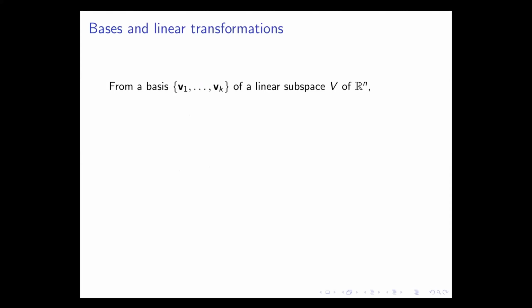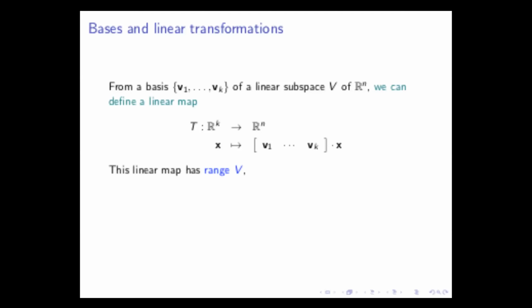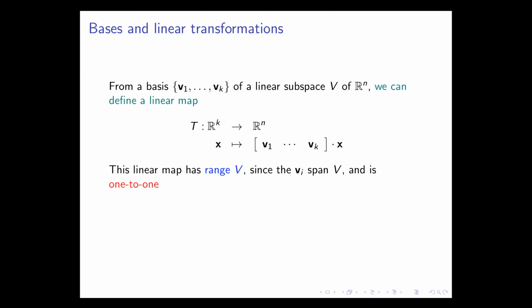From a basis V1 through Vk of a linear subspace V of Rn, so every vector in V is generated by the basis, we can define a linear map T from Rk to Rn that takes X and maps it into the matrix formed by column vectors V1 through Vk multiplied by X. So by construction, this linear map has range V, since all the Vi span V, and it is one-to-one, because the vectors are linearly independent.